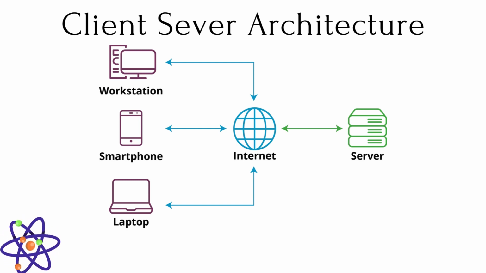Examples of client-server interaction: web browsing, email services, database access. Web browsing means when a user accesses a website, their browser sends a request to the web server, which then responds with the requested web page. Email services: email clients like Outlook or Gmail connect to a mail server to send and retrieve messages. Database access: applications can interact with the central database server to query, update, or delete data.